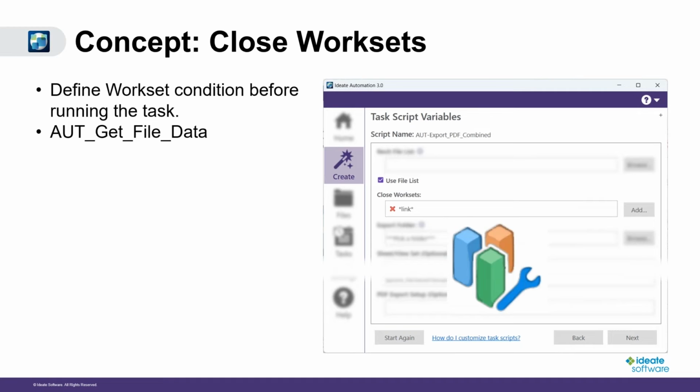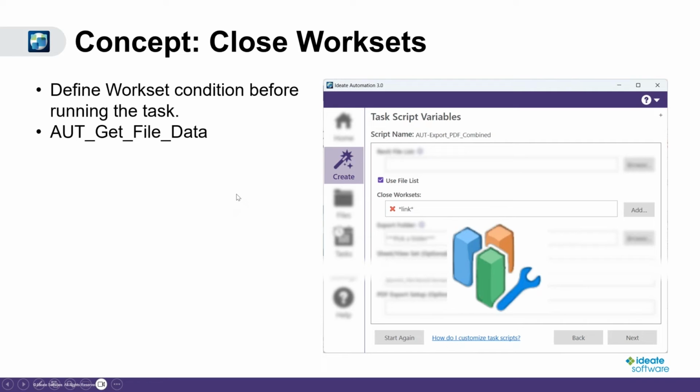The idea of closing work sets. Before running a task, you're able to actually close work sets, and you'd run the get file data, and it would scrape that data in the background and make it available for automation. To close it, this is a wildcard where it says anything that has the word link in it, close it before you do this PDF export.